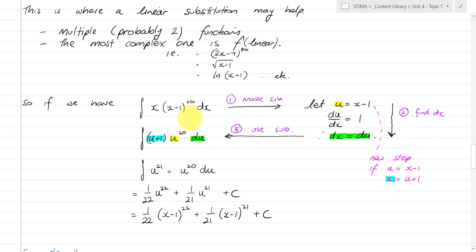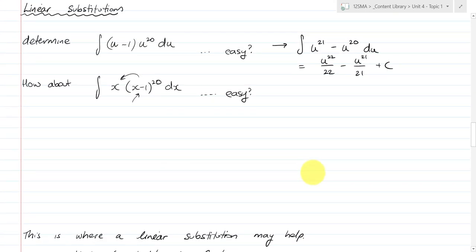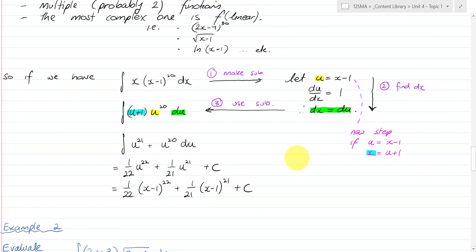So let's have a look at our original example, x times x minus 1 to the power of 20. This would have been easier had it been like this one. x minus 1 wasn't to the power, so the linear term wasn't the complex term. That's the complex term, and it's just a straight u. So instead we've got x times x minus 1. What we're going to do is just do a really simple linear substitution to shift where the complex term sits.